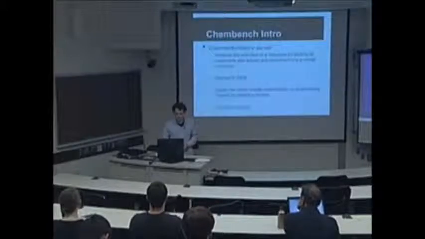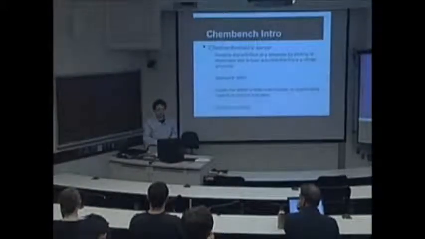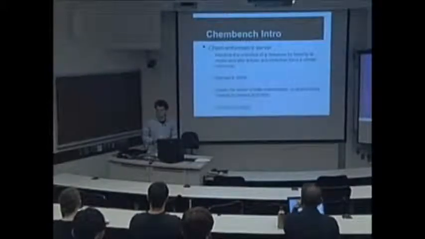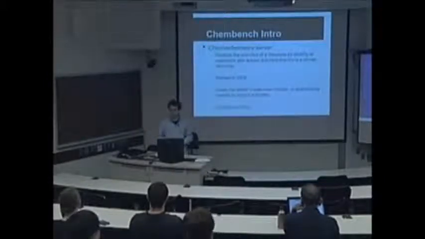So first, I should introduce what the ChemBench system is. It's a chemoinformatics server, and what this means is that the server computationally predicts the biological activities of a molecule by looking at molecules with known biological activities that have a similar structure. The idea behind this is that molecules with similar structures are going to have similar biological activities. And when I say biological activity, I mean things like how toxic a molecule is or whether it's a good antihistamine.